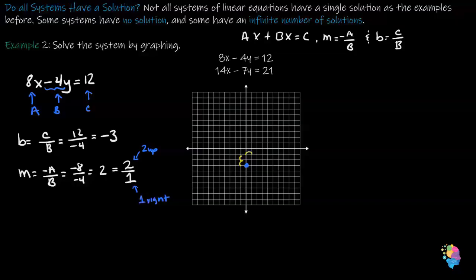And I'm going to do it one more time. 2 up and 1 to the right. So now I have 2 points. Remember, the more points you plot, the more precise your graph will be. So let's graph this line.